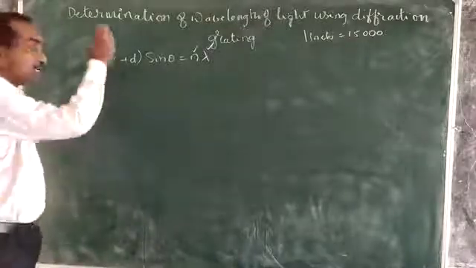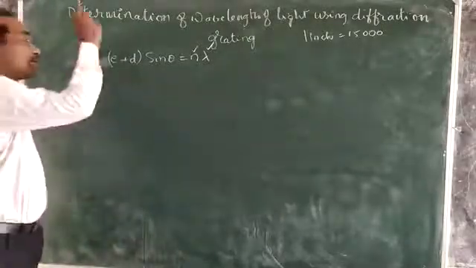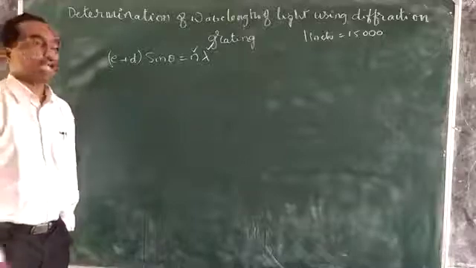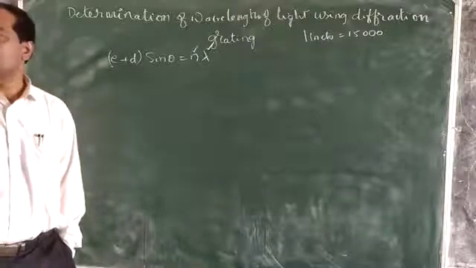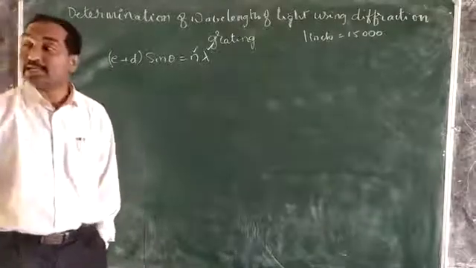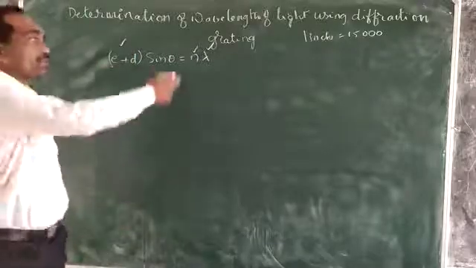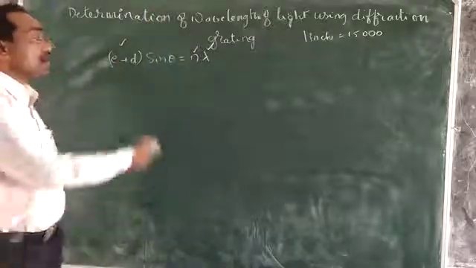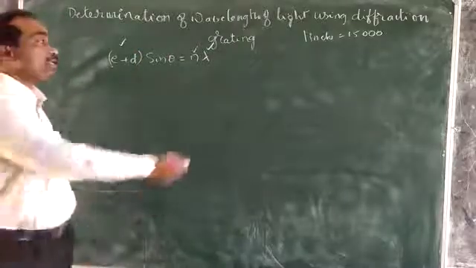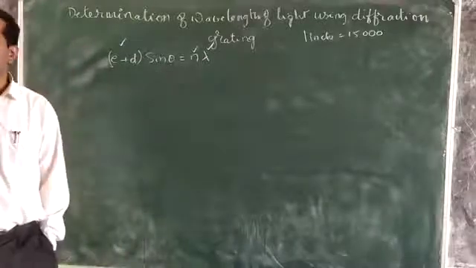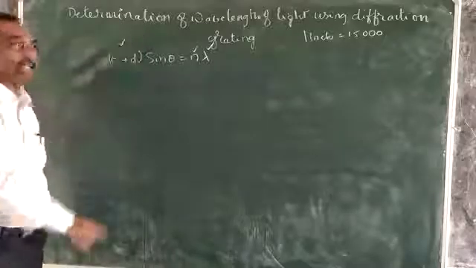And (e + d) is called the grating element. What is the grating element? Where e is the width of the slit and d is the opaque distance between two slits. So (e + d) is called the grating element, and we can calculate it. n is maybe 1 or 2. When we know the angle of diffraction theta, we can easily determine the wavelength lambda by using this principle. So first, how can we calculate this for the diffraction grating?